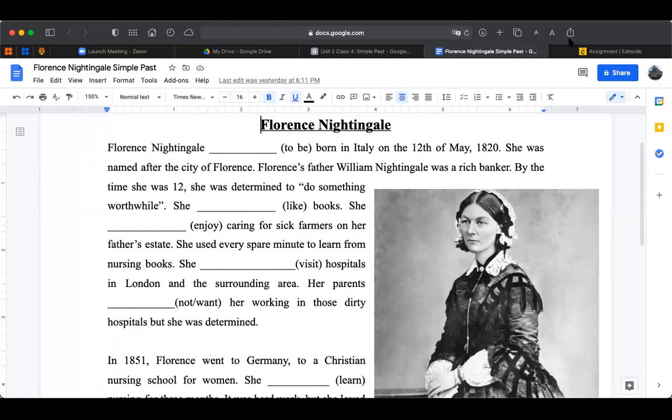Okay, so any volunteers that want to start reading? Cuando van leyendo, van diciendo la respuesta correcta. O sea, el verbo que falta en simple past. Anyone who wants to read first? Yo leo, profe. Okay, Denise, go ahead.